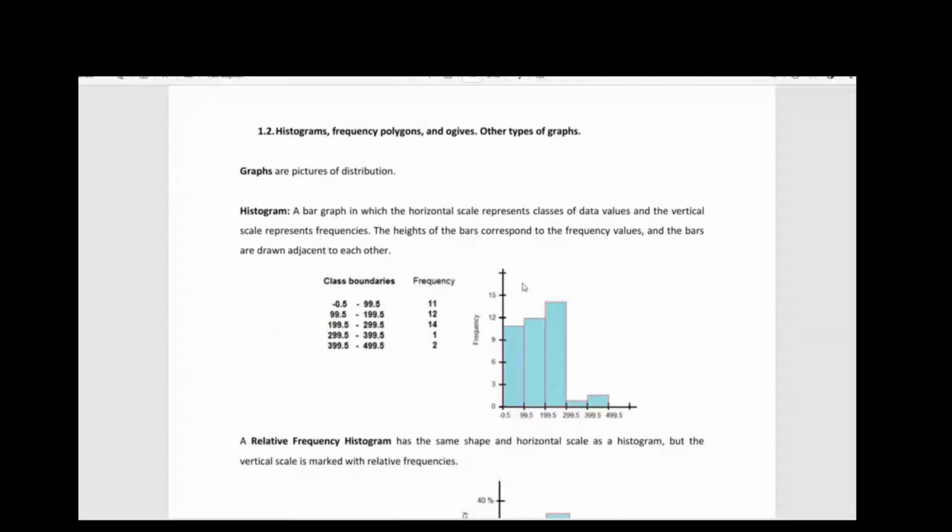So basically, the graphs are pictures of distributions, and one of the graphs that you can construct is the histogram. The histogram is a bar graph in which the horizontal scale represents classes of data values and the vertical scale represents the frequencies. The height of the bars corresponds to the frequency values, and the bars are drawn adjacent to each other, so there is no space between the bars, right?